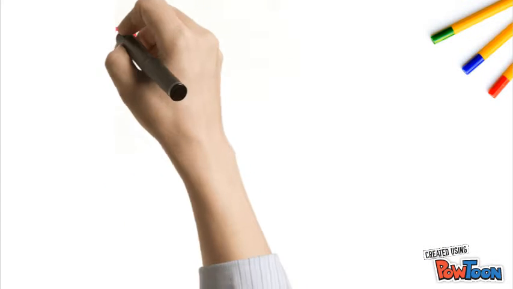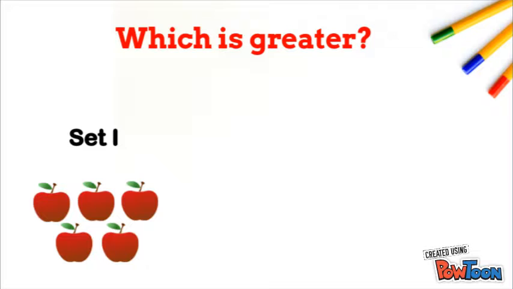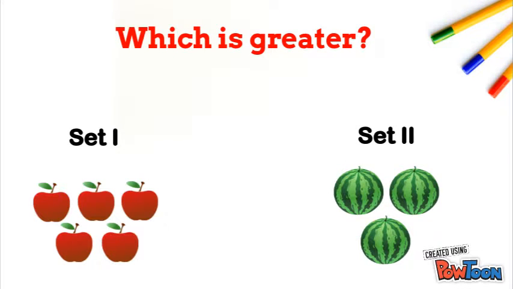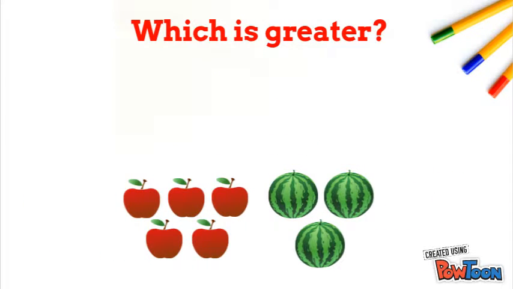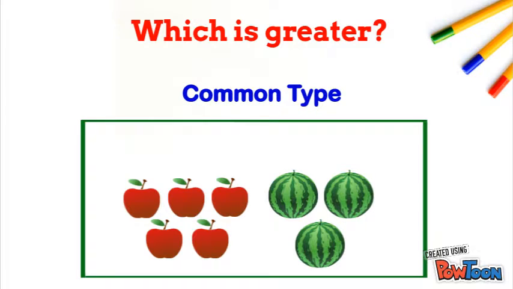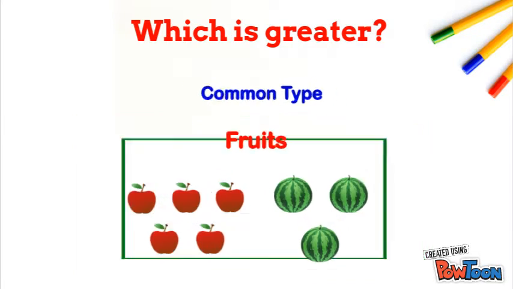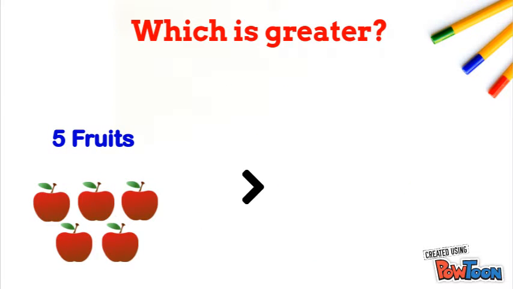Let us now look at another example. Can you compare these apples and watermelons? No, you can't, because apples and watermelons are two different types of fruits with two different sizes. So we can say that to compare anything, we have to group them under a common type. In this case, the common type is fruits. That is why we can say 5 fruits are more than 3 fruits.